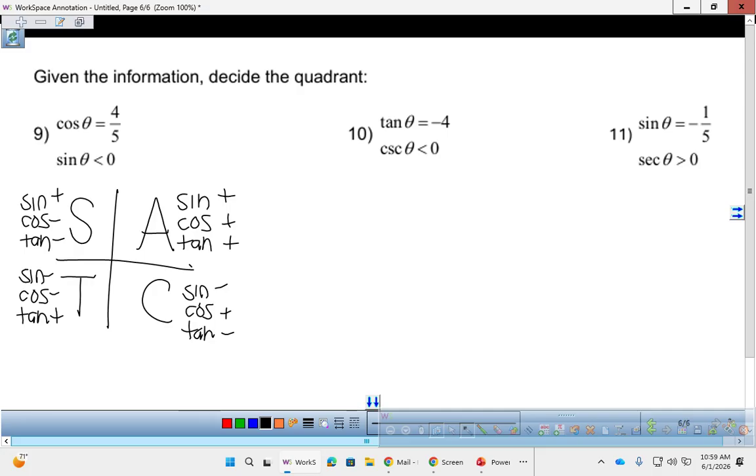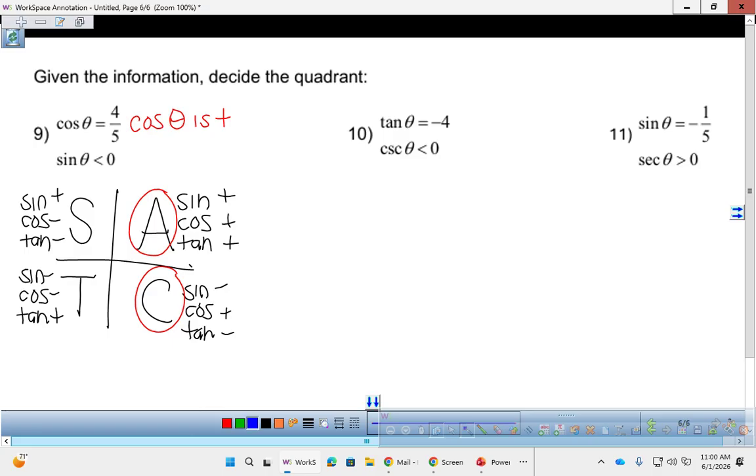All right, so the first thing we're going to do is look at cosine is 4/5. So cosine theta is a positive number because 4/5 is a positive number. So I'm looking for the two places that cosine is positive. Cosine is positive in 1 and 4. So I know that my answer has to be either quadrant 1 or 4.